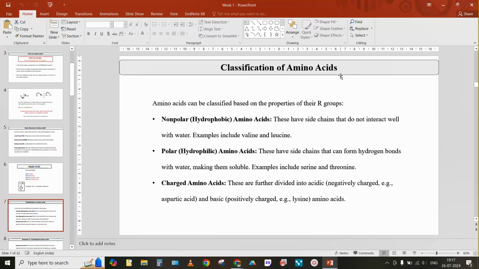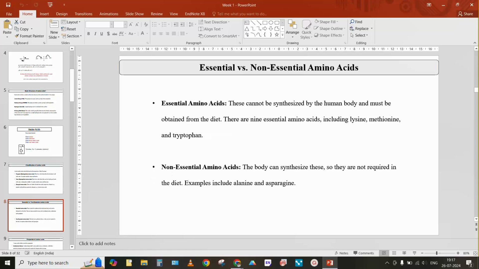And the last is charged amino acids. These are further divided into acidic, which are negatively charged, for example aspartic acid, and basic, which are positively charged, for example lysine. Then there are two types of amino acids which we usually characterize: essential amino acids and non-essential amino acids. Essential amino acids cannot be synthesized by the human body and must be obtained from the diet. There are 9 essential amino acids, including lysine, methionine and tryptophan.